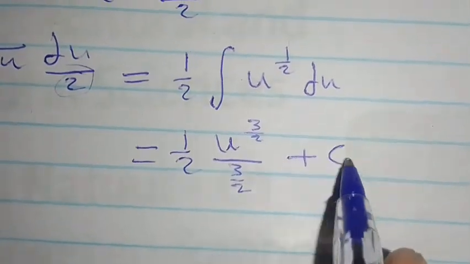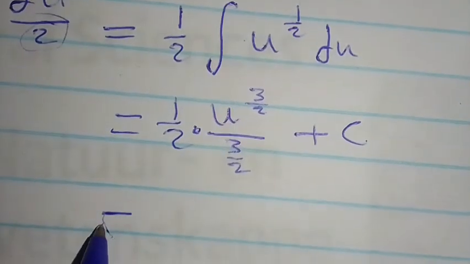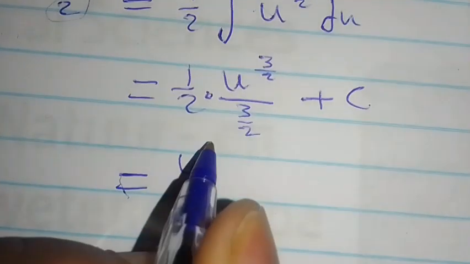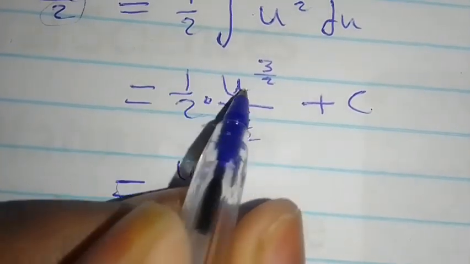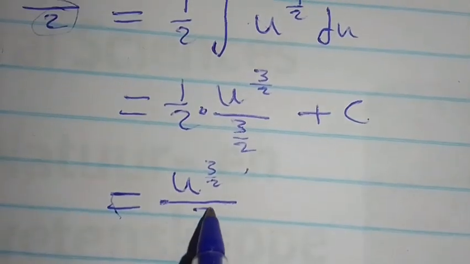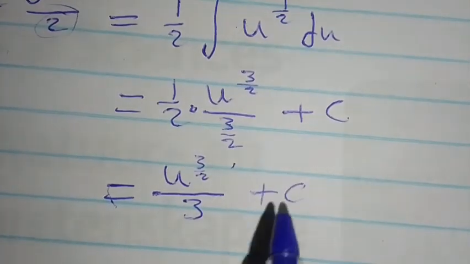Then you add your constant. Then you're going to have something like this. Then you're going to further simplify this, so it's going to be u to the power 3 over 2, since you're going to say 1 times this one. And then 2 times 3 over 2 is going to be 3. And then you add a constant.